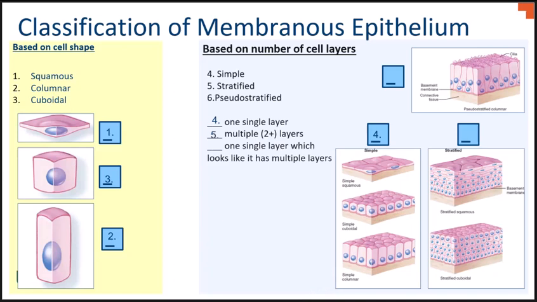Stratified means multiple layers, so you're going to have two or more layers. This is an example here, where we have 1, 2, 3, 4, 5 layers, but 2 or more is considered stratified. And then in this last example, we have what's called pseudo-stratified.